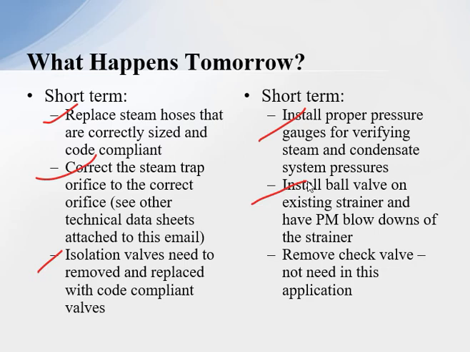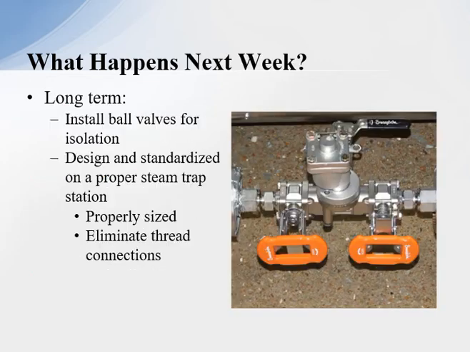strainer so we get PM blowdowns of the strainer, and remove the check valve. It's a restriction in the piping. There's no need for the check valve. And install ball valves for isolation, always highly recommended.